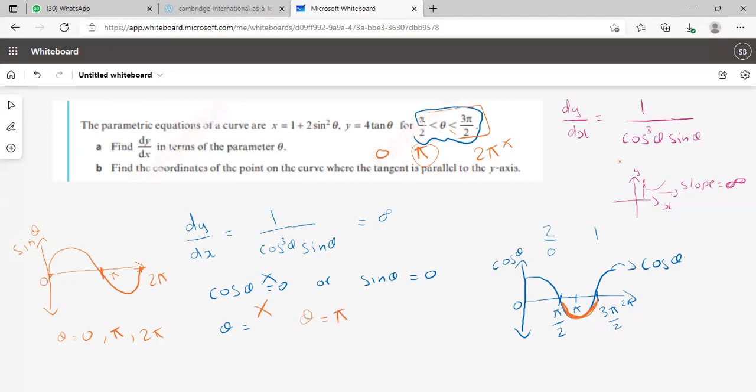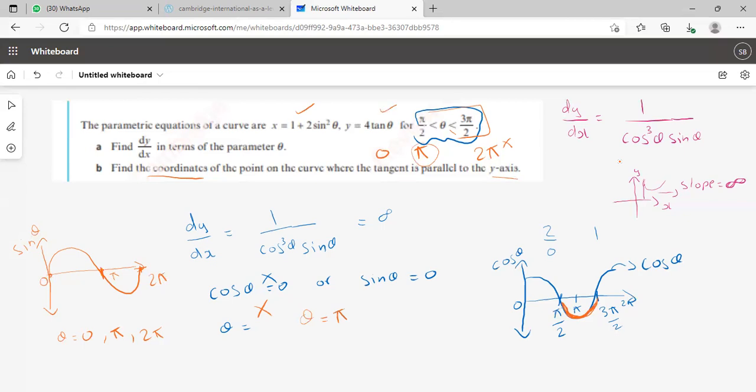But what was the question? The question was: find the coordinates of the point on the curve where the tangent is parallel to the y-axis. So then you have to substitute pi into the main equation. Excellent. So we'll substitute pi in this equation and in this equation.